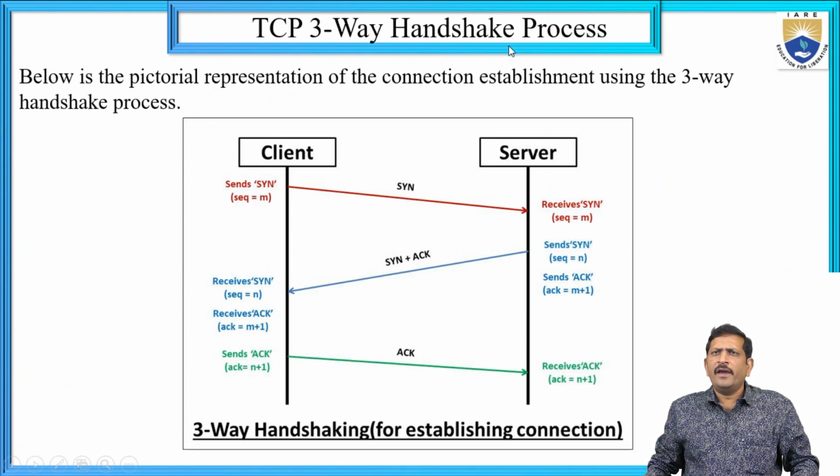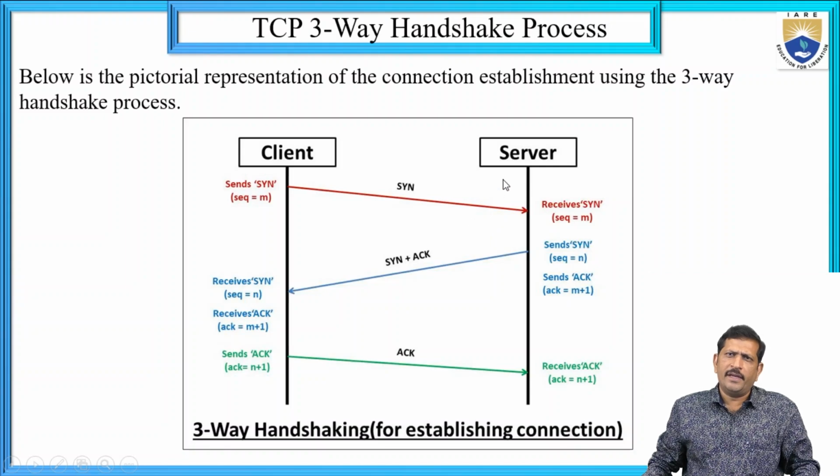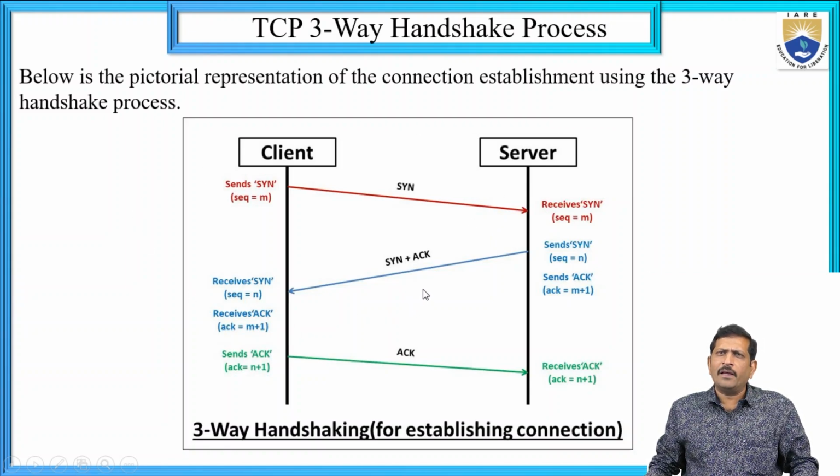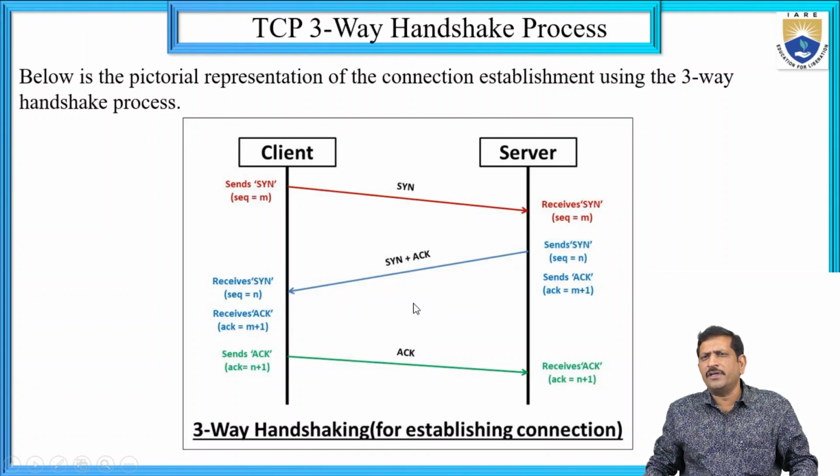TCP three-way handshake process. Here is a pictorial diagram representing connection establishment using the three-way handshake process. With this process we can establish the connection and communication between the client and the server. First the client sends the SYN signal, the synchronize signal, to the server.